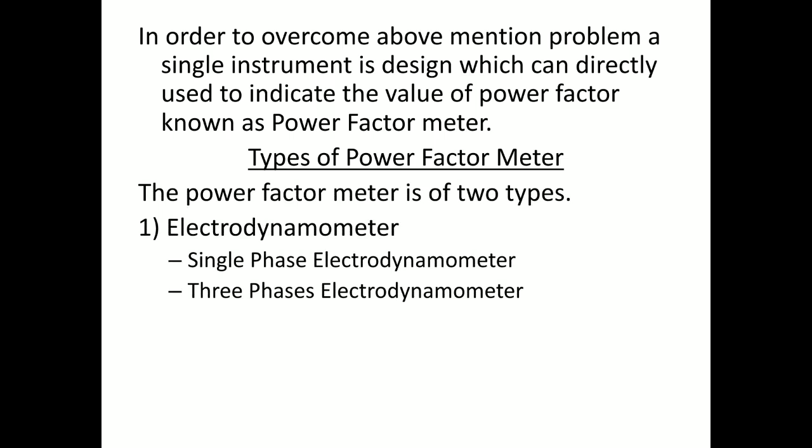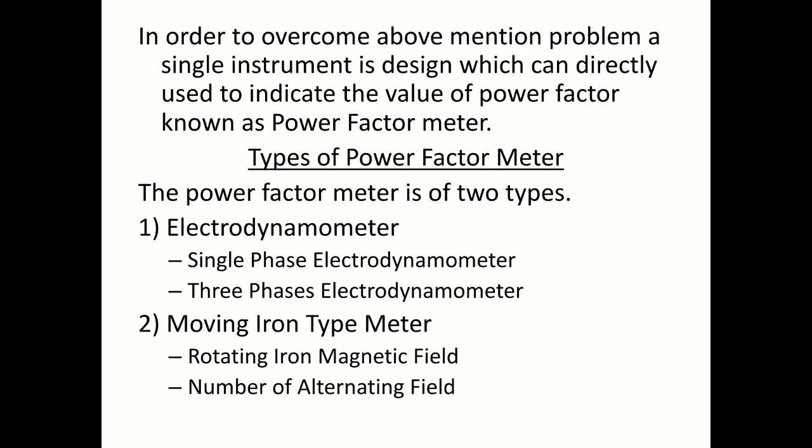Depending upon the nature of the input AC quantity, whether it is single phase or three phase, this type of meter is subdivided into two main categories: the single phase electrodynamometer type power factor meter, and the three phase electrodynamometer type power factor meter. The second domain of classification of power factor meters is the moving iron type meter. Again in this case we have two subclasses: the first one is the rotating iron magnetic field type, and the second one is the alternating field type.